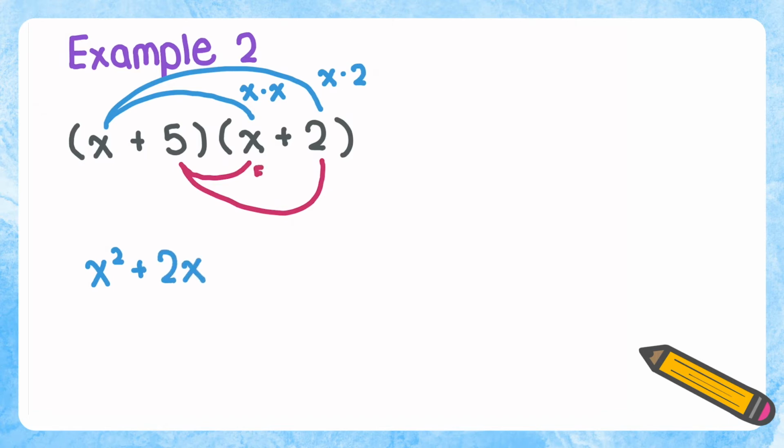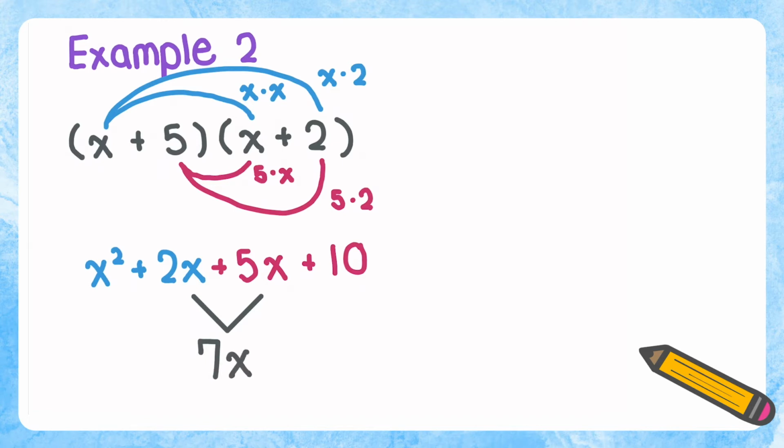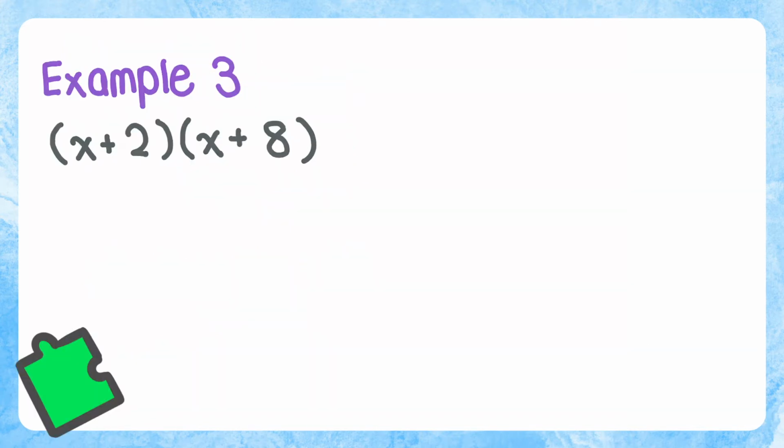And then let's look at the red arrows. We have 5 times x and 5 times 2. So plus 5x plus 10. And then, wow, there are like terms, so we can combine those. 2x plus 5x is 7x. Everything else just comes down. So x squared plus 7x plus 10. Go ahead and try this next example on Edpuzzle. Be sure to take your time and show your work in your notes.